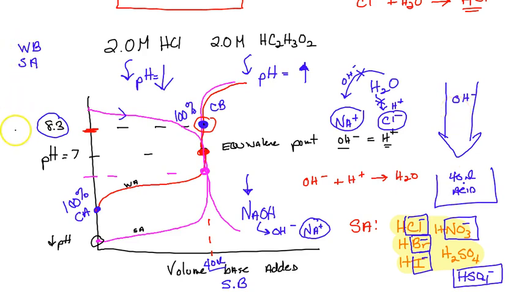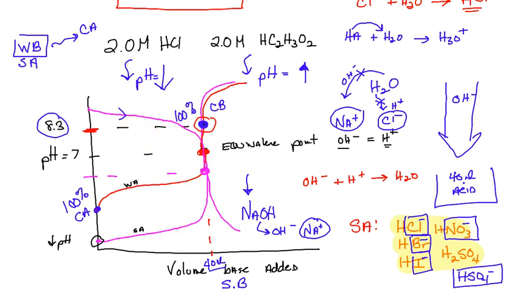The equivalence point would be below 7 because, if you guessed it, the weak base will produce a conjugate acid that will be able to do what? Well, the conjugate acid will be able, in water at the equivalence point, to push its proton onto water to make H3O plus and therefore drive the pH down.